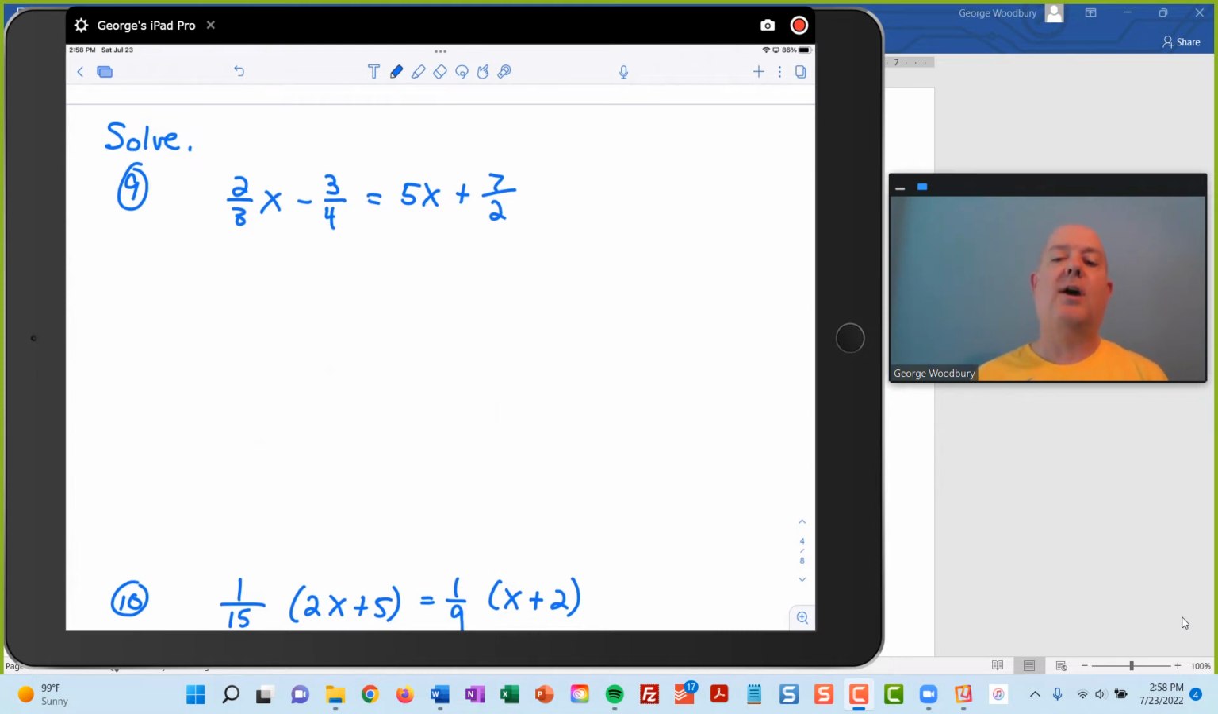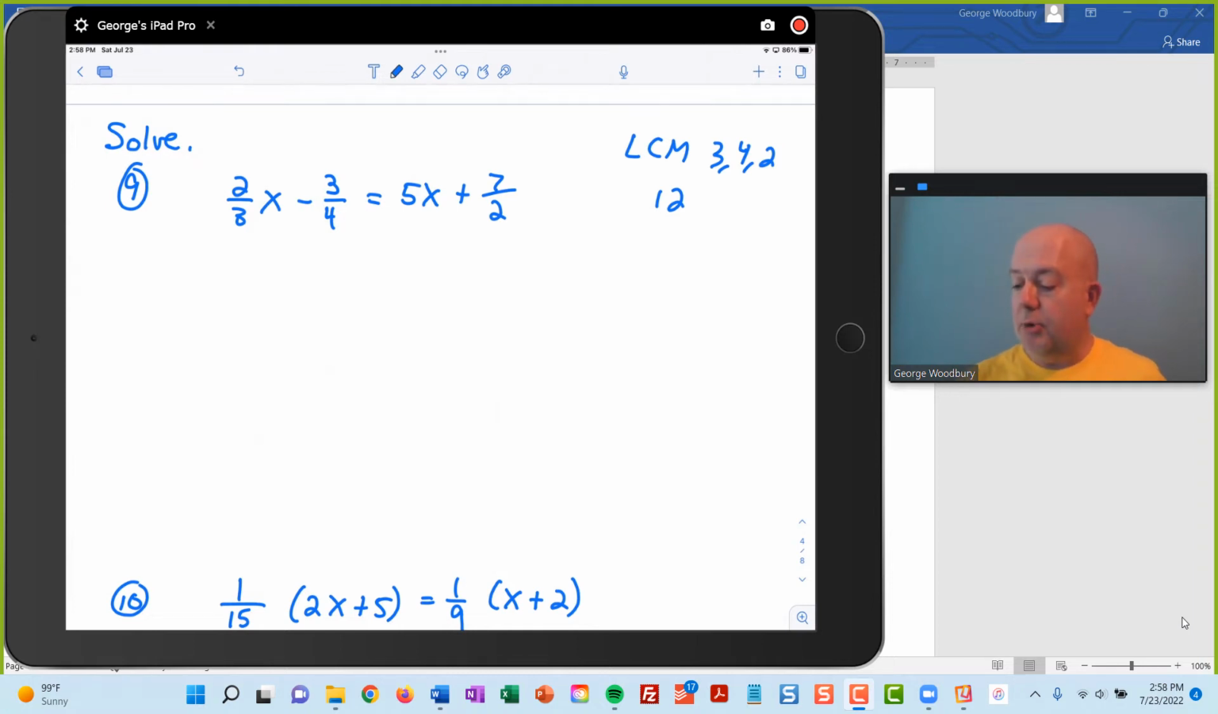I'm going to get rid of the fractions at the beginning of the problem. And I can do that by multiplying both sides of the equation by the least common multiple, or LCM, of all the denominators. So the LCM for 3, 4, and 2 is the smallest number that 3, 4, and 2 all divide into, and that is 12. Notice I ignored the 5. The 5's not a denominator. I only worried about 3, 4, and 2.